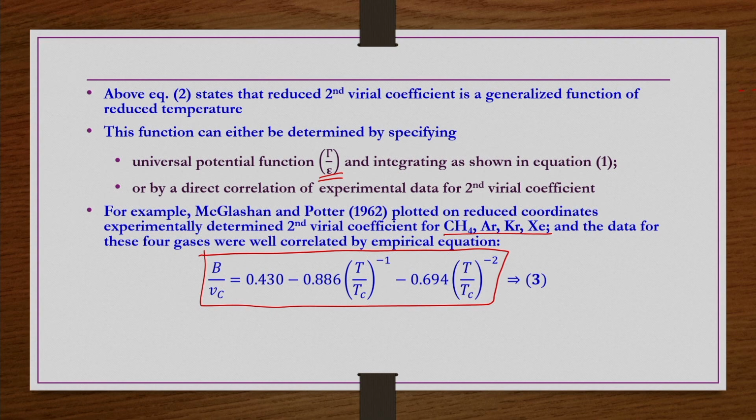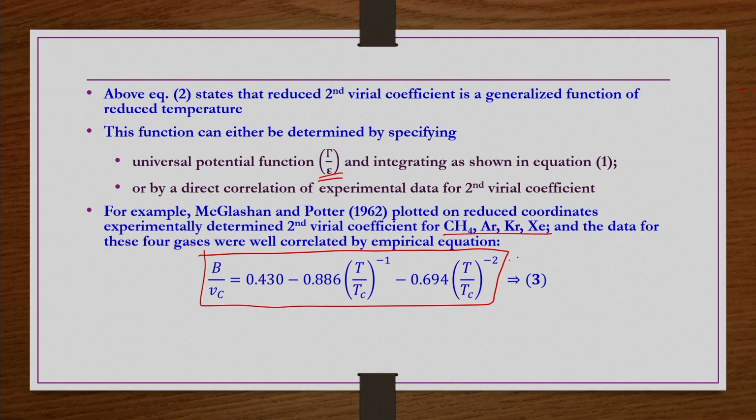Those second virial coefficients they then converted to a dimensionless form by dividing B by the critical volume Vc, right. Then, whatever the B by Vc versus Tr, or T by Tc, information is there, they fitted a kind of empirical correlation to it. So, then they got this correlation here.